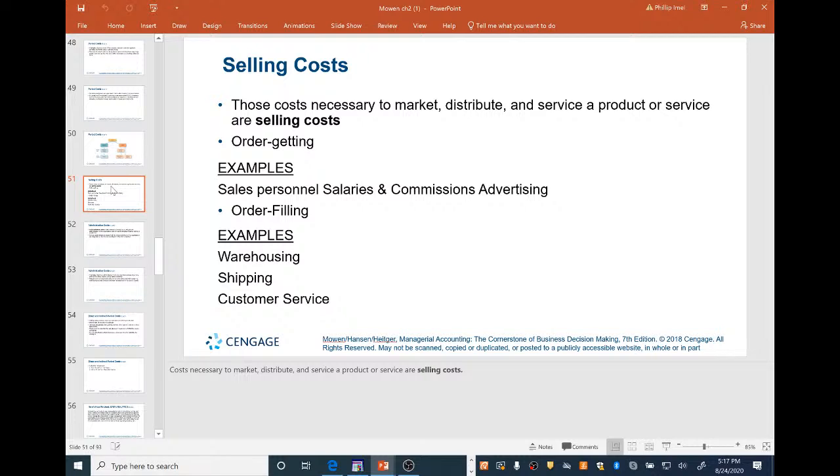Order filling, let's say that would be like warehousing, shipping, customer service. That would be a selling cost, right? So if we're holding something in a warehouse, usually, it's been sold at that point a lot of times, or it's just being held there. Because if it's being held in a warehouse, ultimately we're holding it there until it's sold, right? So that's going to be a selling cost right there. Customer service, obviously, that's a selling cost because we're servicing something we've sold, right?